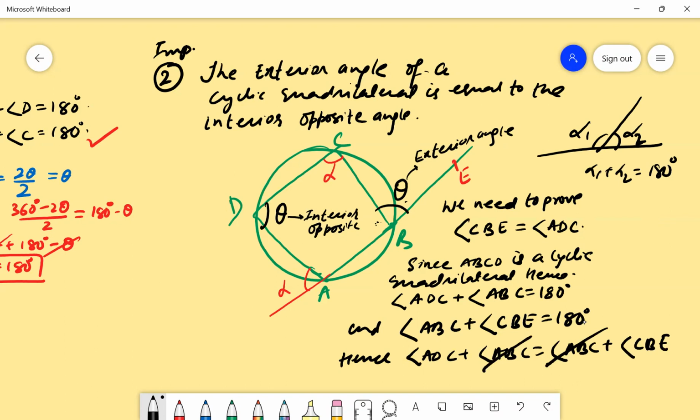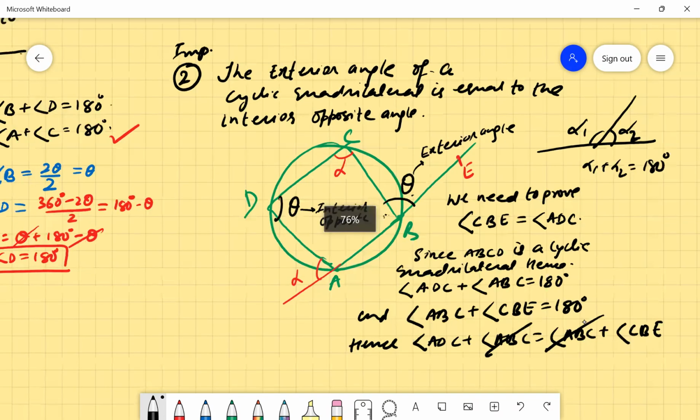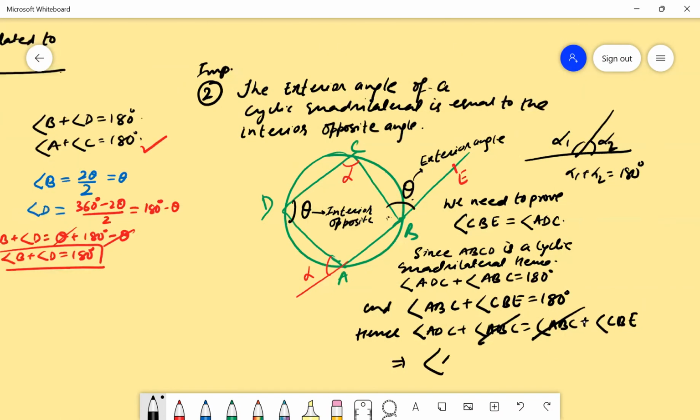These two will cancel out. So angle ADC is equal to angle CBE. So ADC is CBE. Okay. So this we needed to prove. Similarly, you can prove that angle DCB is equal to angle DAF. Suppose this point is F. Okay. So these two are very important properties.